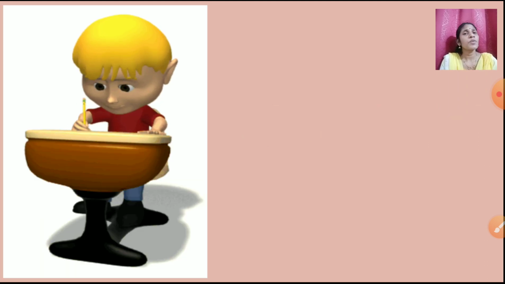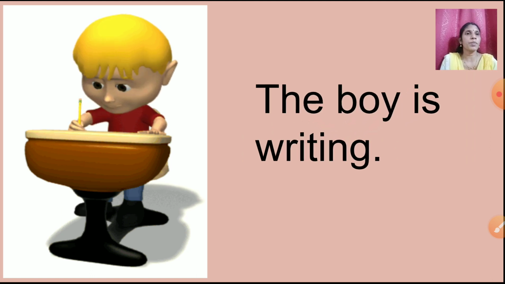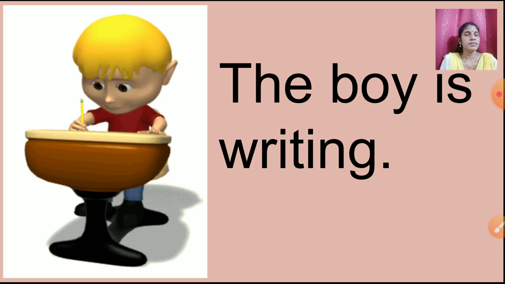Here children, what is the boy doing? Yes, the boy is writing. The boy is writing. Here you can see I am talking about only one boy. So we have used is. When we are talking about one naming word, that time we are supposed to use is. Okay? Now let us see the definition of is.